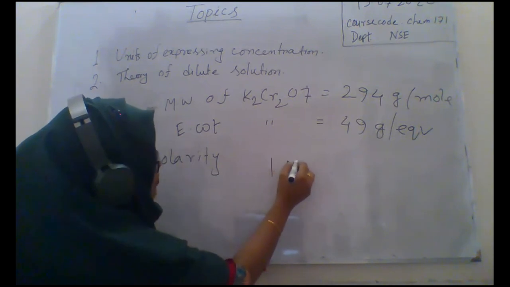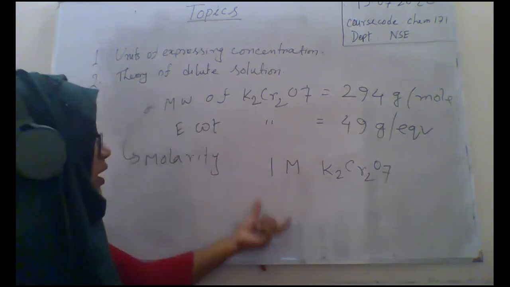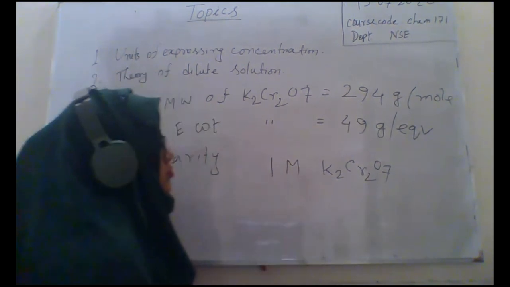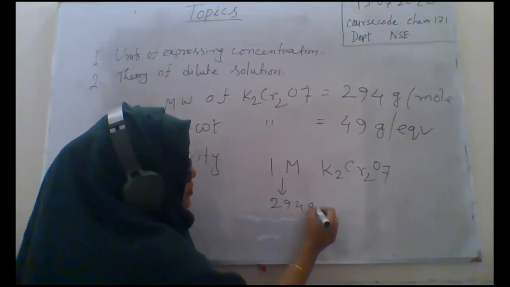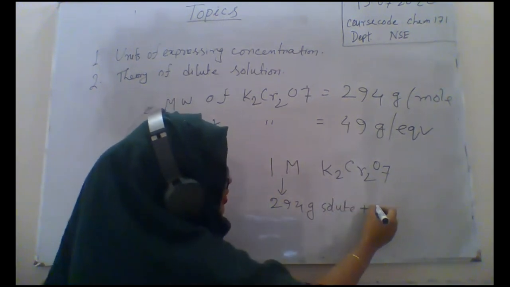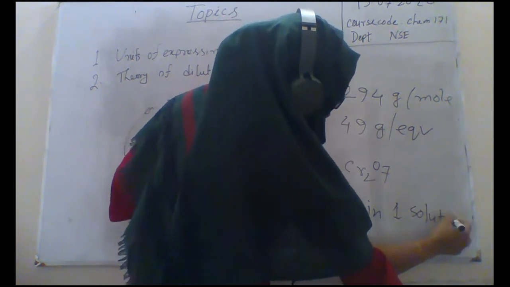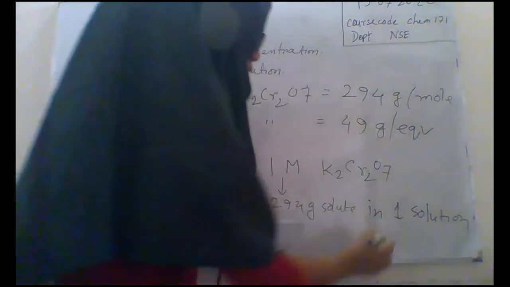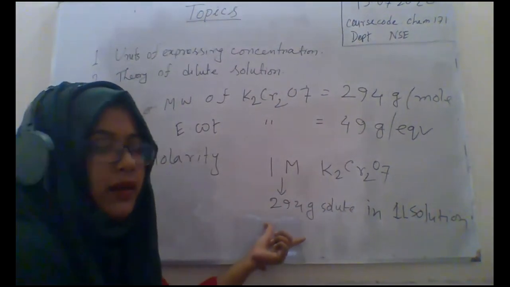If you want to make 1 molar potassium dichromate, what will be the method? You will take 294 gram solute plus 1 liter solution. Is it okay?